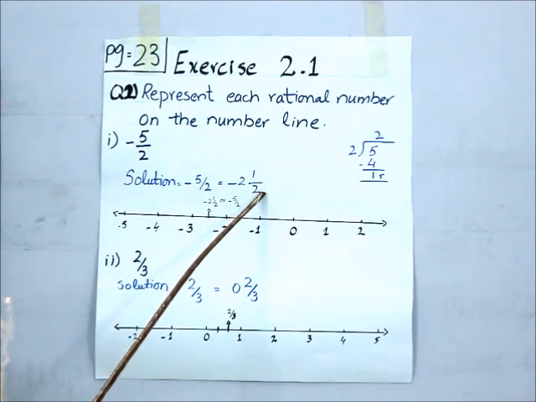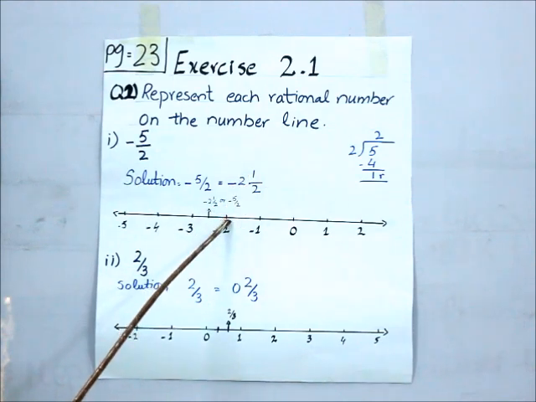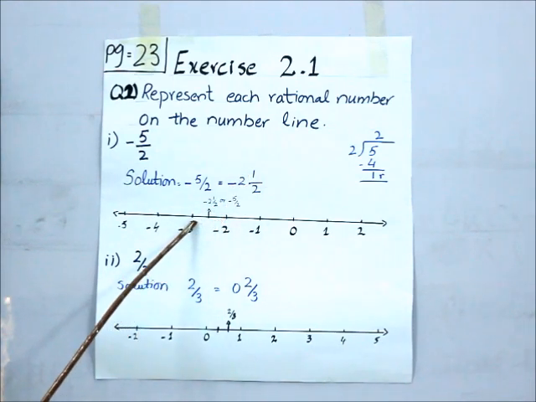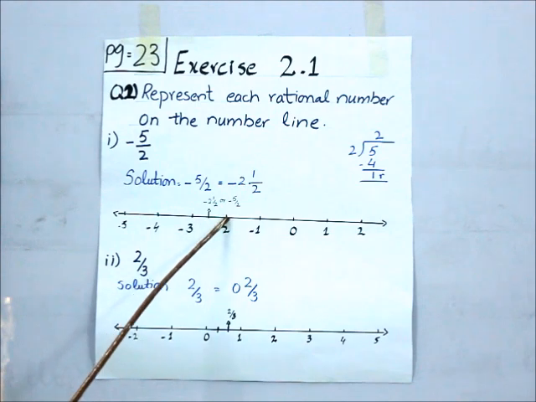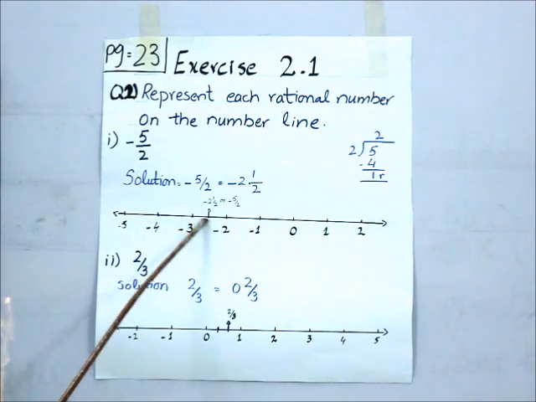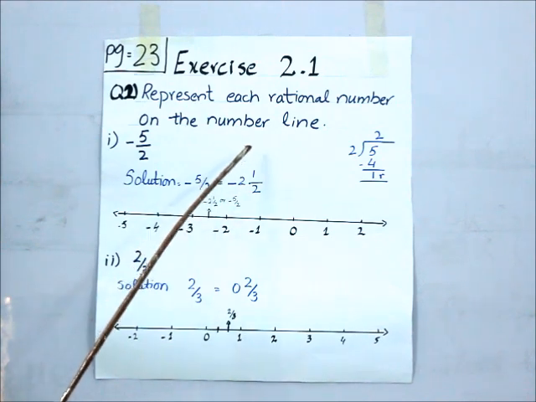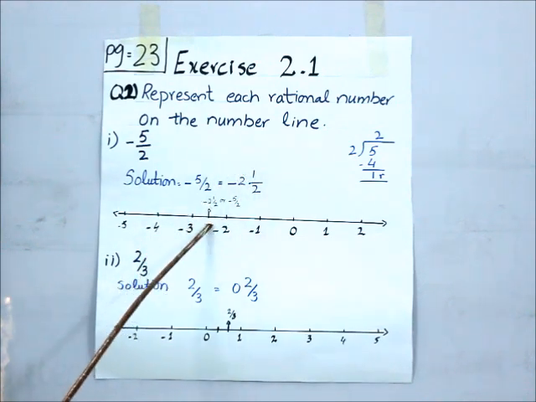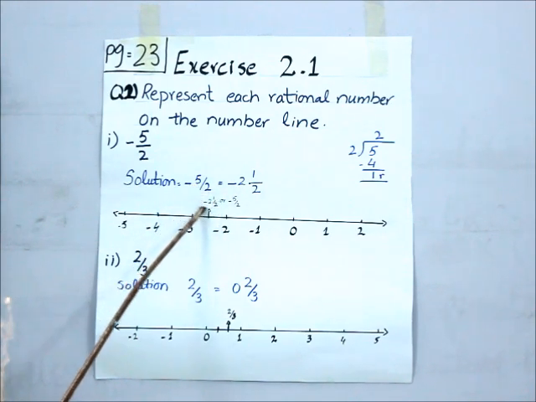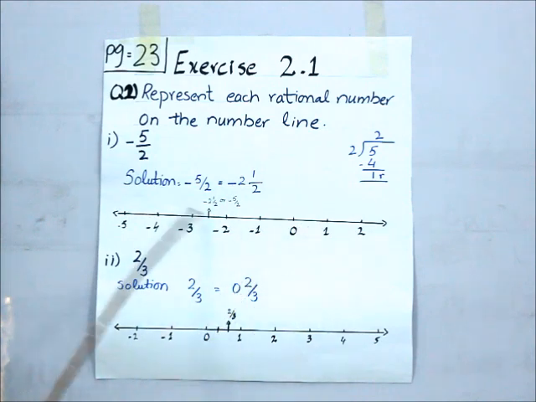And the denominator tells me in how many parts I have to divide this segment, minus 2 to minus 3. According to my denominator, I will divide it into 2 equal parts. You can see here. And the numerator is 1. So the exact position of my rational number is this, 1. So this is my solution on the number line.